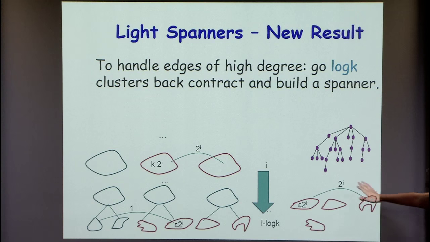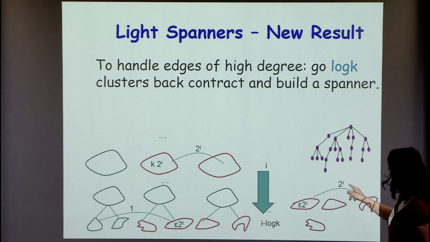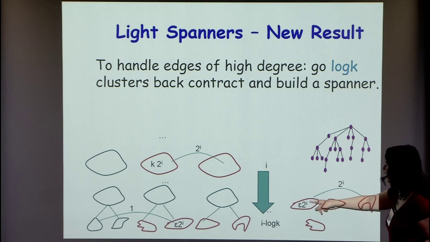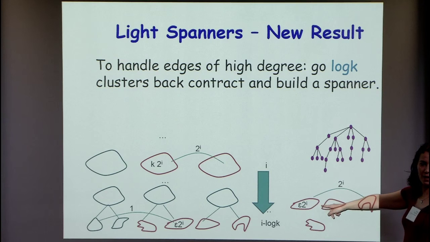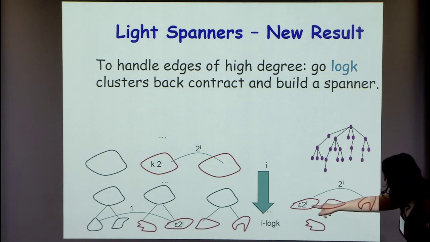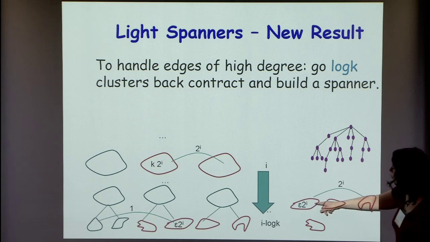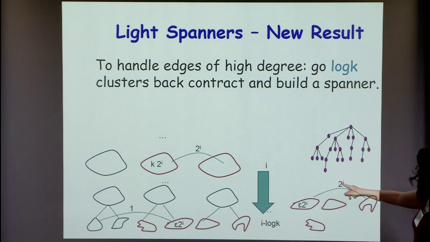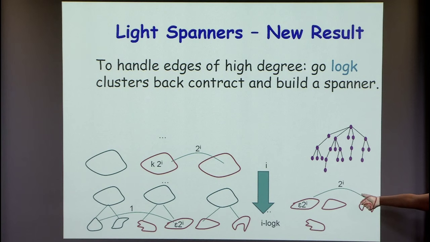Okay, and now I will construct a greedy spanner on this graph. So now the stretch is fine, because for every edge of 2 to the i, I just do a small detour of epsilon 2 to the i here, so I don't pay much. And the weight is also fine, because, again, we saw it before, the 2 to the i here and the 2 to the i here cancel each other.